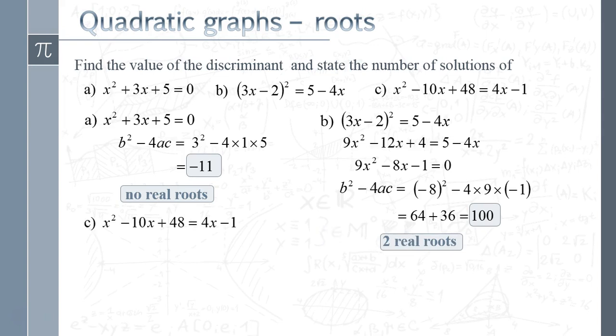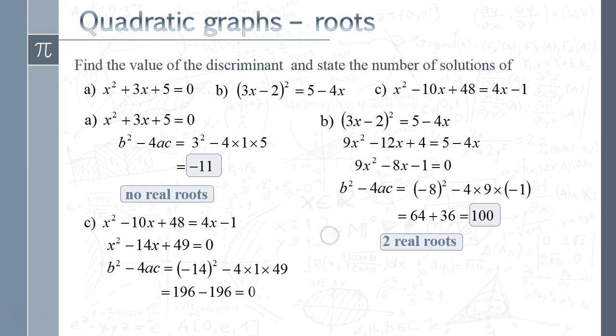Third example, again, I'm going to make that equal to 0. So move over the 4x, move over the minus 1. b squared minus 4ac is going to be minus 14 squared minus 4 times 1 times 49. So that's 196 minus 196, which equals 0. And if the discriminant equals 0, that means I've got 1 repeated root. Okay, so there we weren't actually solving, we were just looking at the discriminant and determining how many solutions each equation would have.